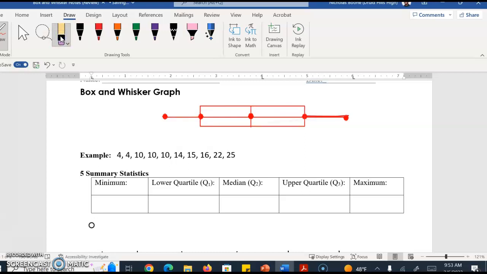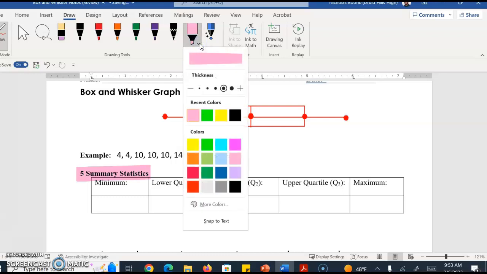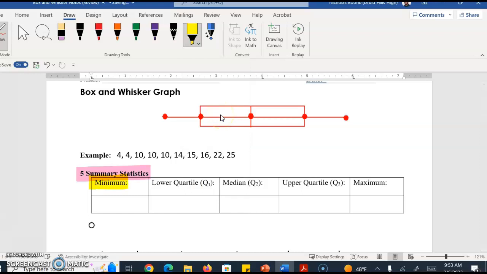But essentially, the whole point behind a box and whisker plot is it represents 5 key pieces of information. And so we call this the 5 summary statistics. Okay? So each box plot has 5 specific numbers that we have to pay attention to. The first number is called the minimum. So we represent the minimum with the first value on the box and whisker. Make sure you label your box and whisker right now.